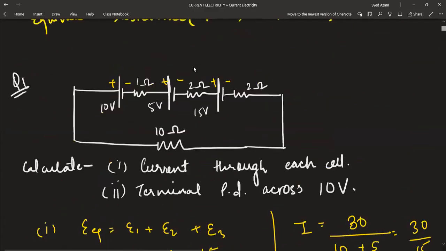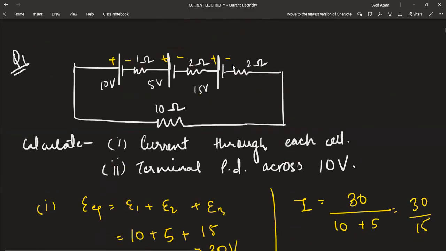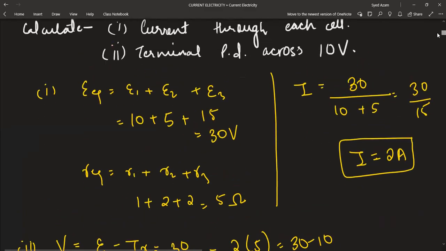See, plus, minus, plus, minus, plus, minus, all are connected together. So if you have to get the current, we now require equivalent EMF because with so many EMFs, how will you get the current? So equivalent EMF means add all the EMFs. 15 plus 5 plus 10, that is 30 volt. What's the internal resistance? 2 plus 2 plus 1, that is 5. So now you put it in the main formula of current, 30 by 10 plus 5, that is 30 by 15, which is equal to 2 amperes.